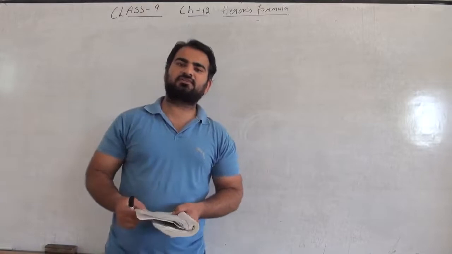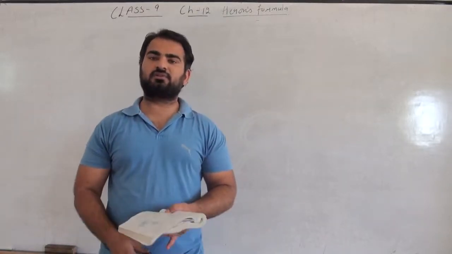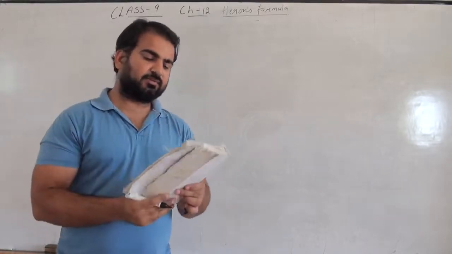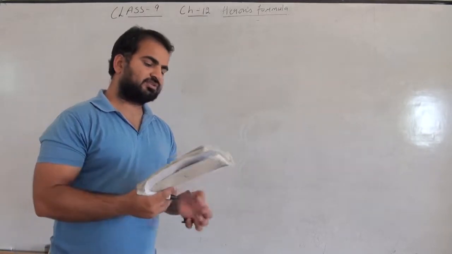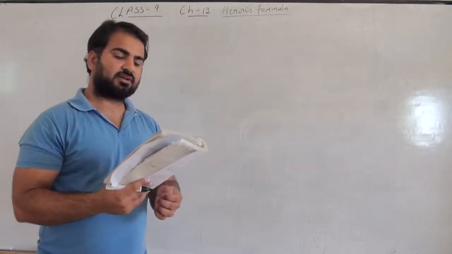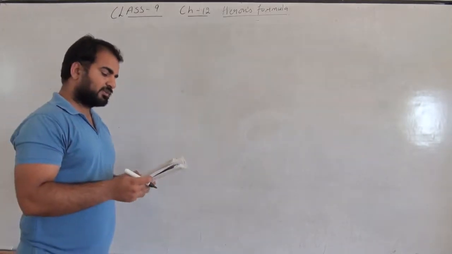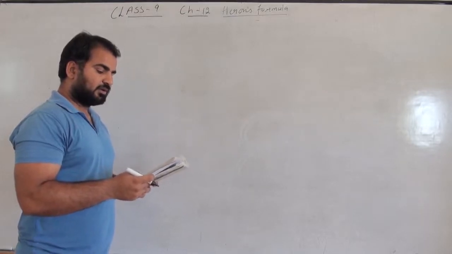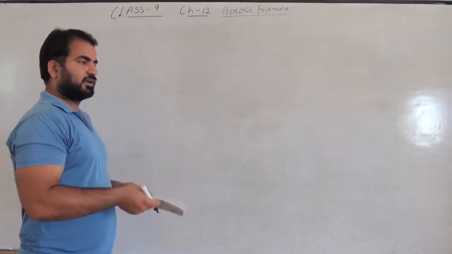Good time class. In this video we are going to solve the remaining part of exercise number 12.2. So question number 5: a rhombus-shaped field has green grass for 18 cows to graze. If each side of the rhombus is 30 meter and its longer diagonal is 48 meter, find how much grass will each cow be getting.